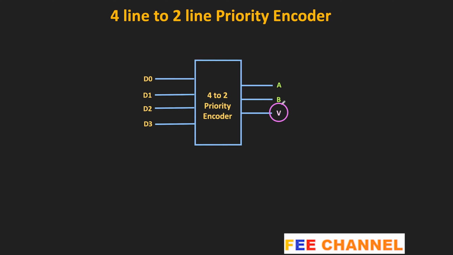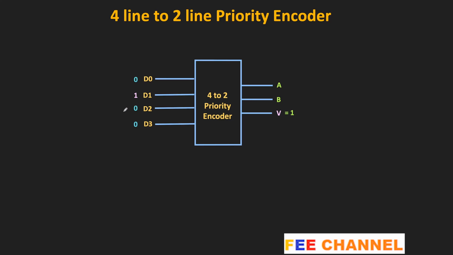And in the 4-to-2 priority encoder, one more output represents the valid input. So when all the inputs to the encoder are 0, then this V output is equal to 0. And when this V output is 0, then it doesn't matter what the output of this A and B is. So by sensing this V output, we can know the condition when all the inputs are 0. And when at least one input is high, then this output V will become 1. So when this V output is high, then the outputs A and B represent the valid output.